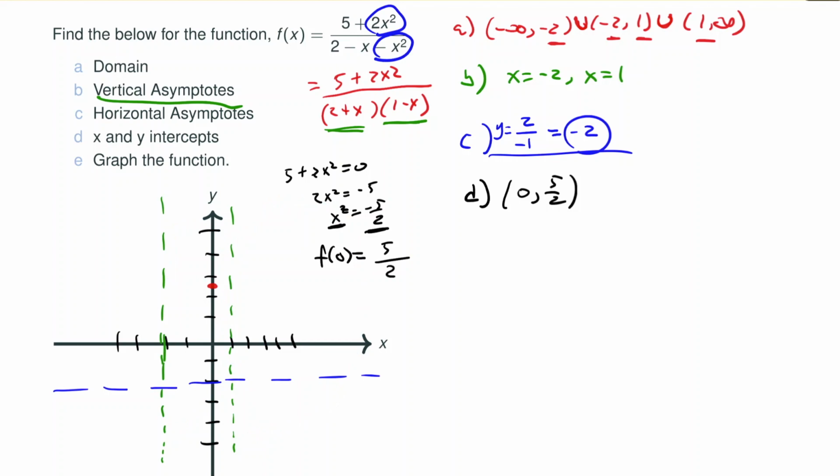So what we have to do is plug in some points. Let's plug in maybe -3 and -4 into the function right here. So plug in f of -3 and f of -4 to see what y value we get, so we can know where these points are, here or here.